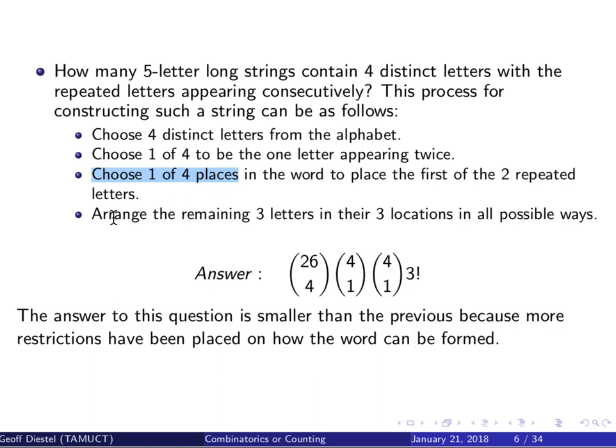Once we place those, again, we have to arrange the other 3 letters in different orders, because they're distinct letters, so all arrangements of them have to be accounted for. So the only difference in the answer here is the third number. Instead of being 5 choose 2, it's 4 choose 1. So this gives us a smaller answer.